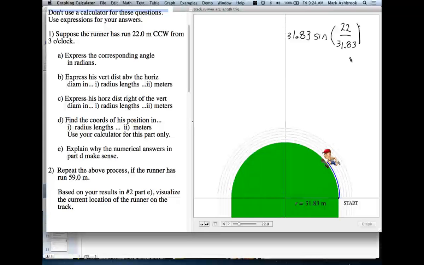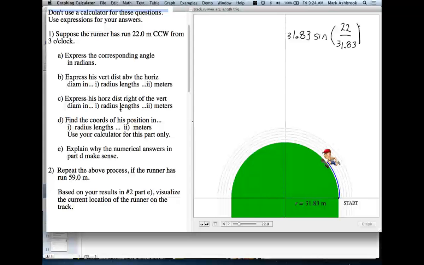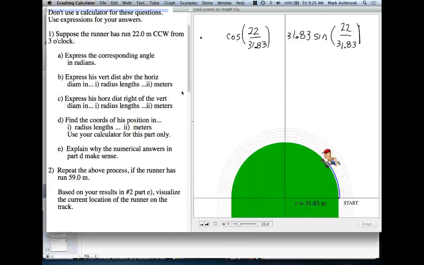Okay, so now, cosine. Riley, you're up. Express the horizontal distance to the right of the vertical diameter in radius lengths. So C1 here, the horizontal distance to the right of the vertical diameter in radius lengths. How would you do that? Cosine? Good. Cosine of that same angle. Okay? And then keep going. Now how would we get that horizontal distance in meters?